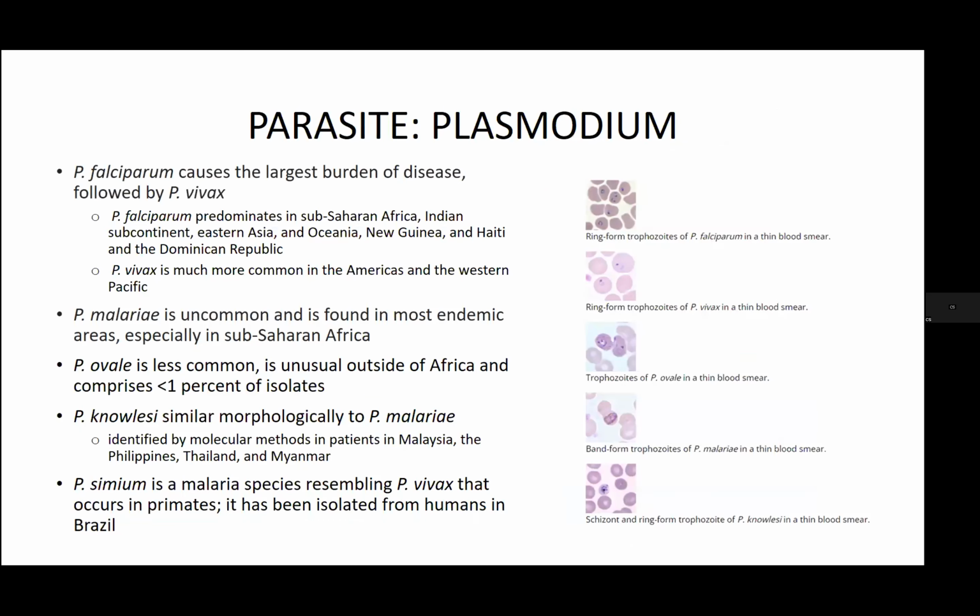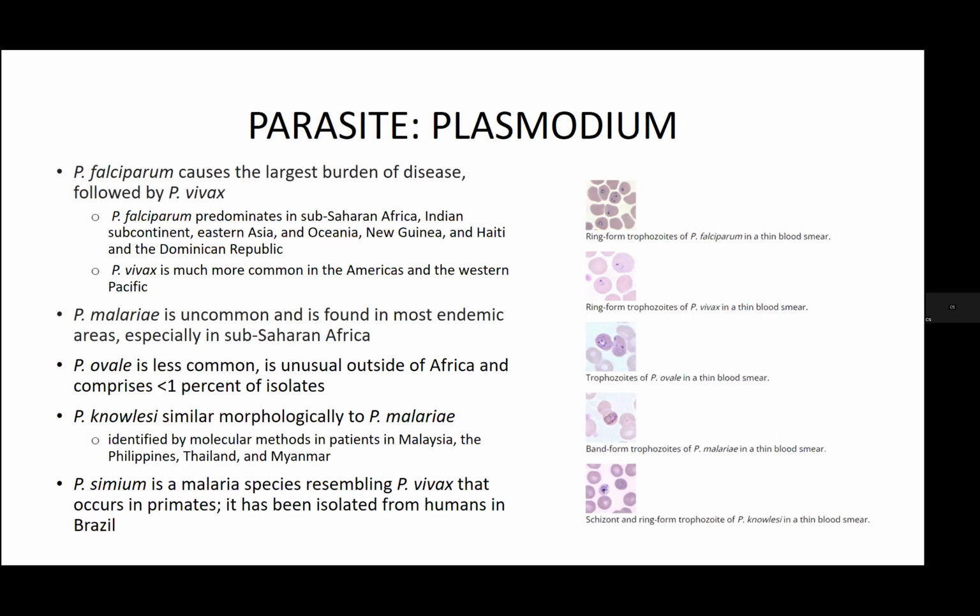So just to recap on the parasite itself that causes malaria, and we are talking about the Plasmodium species that cause human malaria. So there are 5. Plasmodium falciparum causes the largest burden of disease globally, followed by P. vivax. And P. falciparum predominates in sub-Saharan Africa, on the Indian subcontinent, in Eastern Asia, Oceania, New Guinea, Haiti, and the Dominican Republic. P. vivax is much more common in the Americas and the Western Pacific.